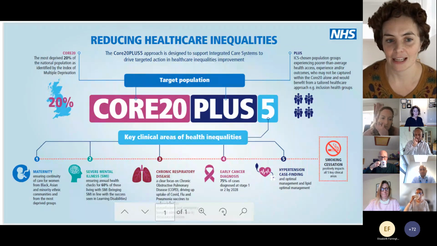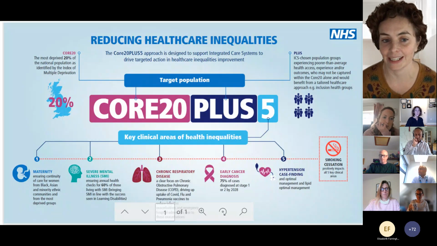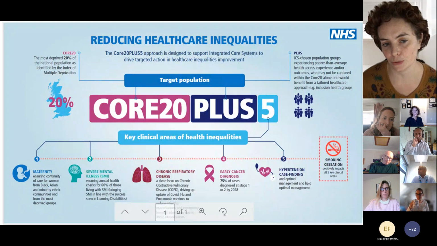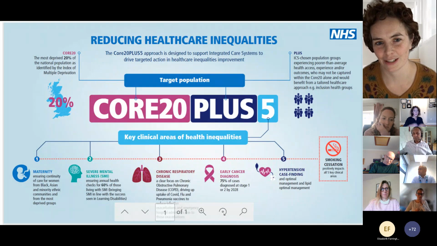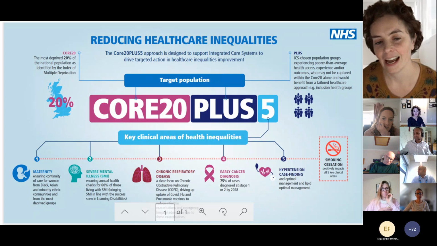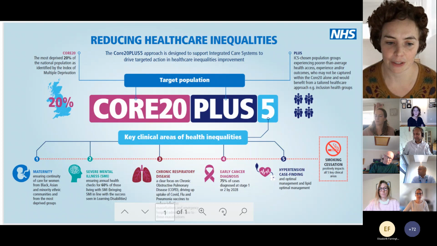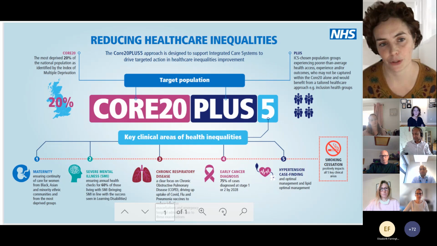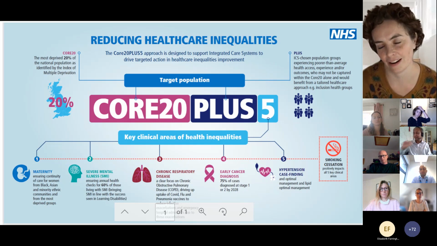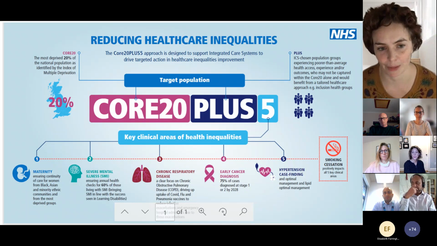So the Core 20 is 20% of the most deprived population in England, defined at a national level, and this is defined using the index of multiple deprivation. You'll see straight away that the index of multiple deprivation covers many more dimensions of inequalities than healthcare. So we've included in there crime and education and housing. This is really just to reflect how important the social determinants of health are, but we are focusing very much on the healthcare end of inequalities, and really trying to improve things from there.